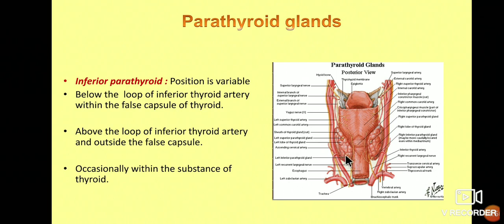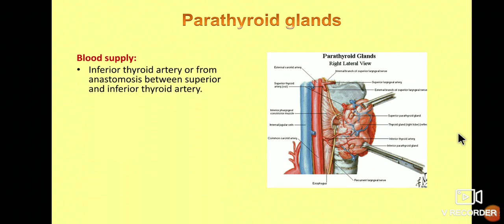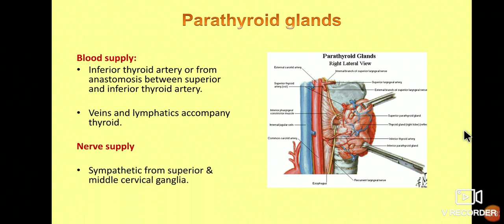Mainly the parathyroid gland should be preserved during thyroidectomy, not to be mistaken for any lymph node or fat, because they are yellowish, lentiform bodies. It is mainly supplied by the inferior thyroid artery or by anastomosis from the superior and inferior thyroid arteries. The veins and lymphatics follow the course of the thyroid gland. The nerve supply is mainly sympathetic from the middle cervical ganglion.